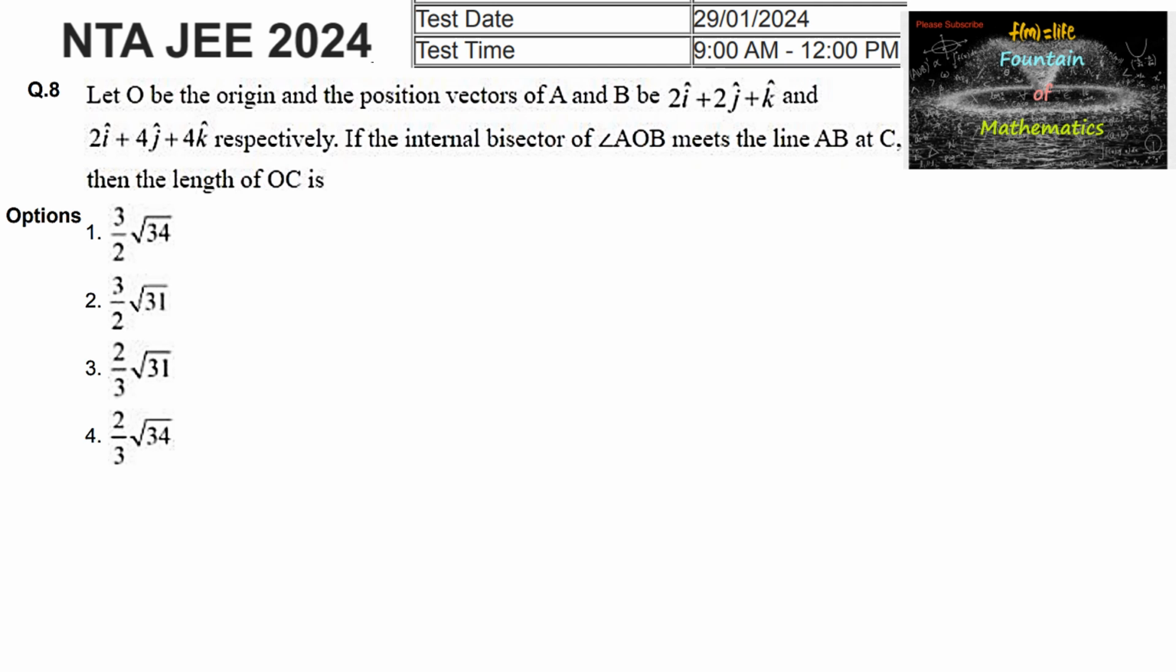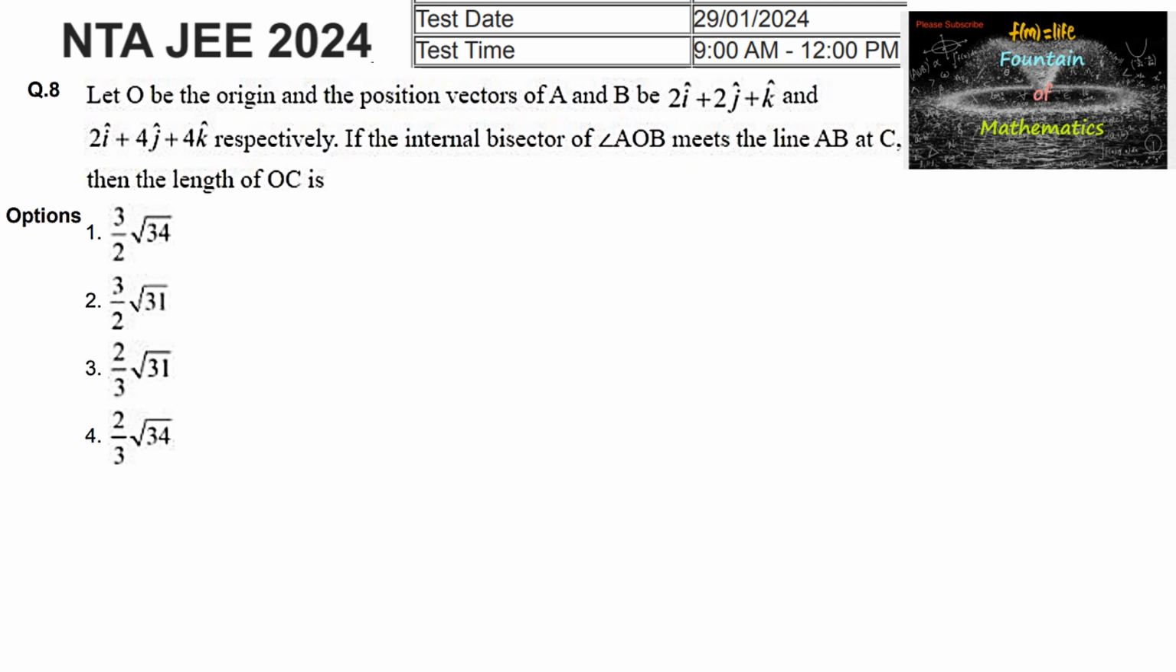Let O be the origin, and the position vectors of A and B are given as 2i plus 2j plus k and 2i plus 4j plus 4k respectively. And if the internal bisector of angle AOB meets the line AB at C, then the length of OC is.